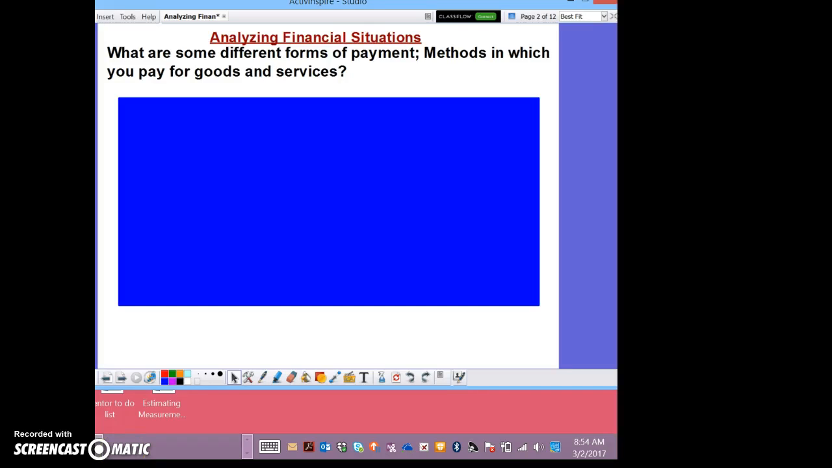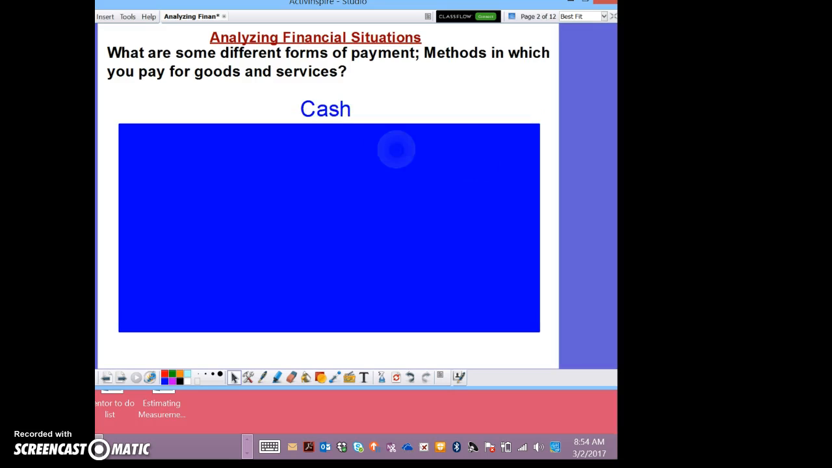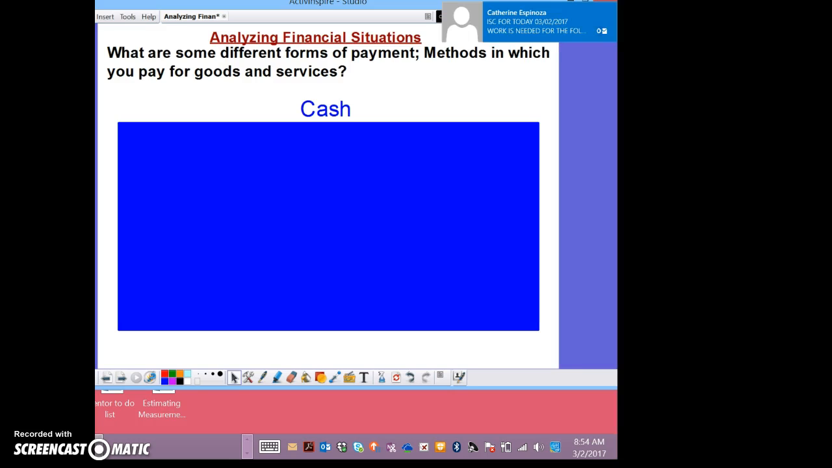Today we're going to talk about analyzing financial situations. So we're going to start with different forms of payment. What are different ways in which you can pay for goods and services? The one that you guys are most familiar with is cash. So I see you guys with cash using that to buy snacks in the Bulldog Bookstore, or candy bars from your friends that are having a fundraiser, or walking over to Dairy Queen to get stuff after school.